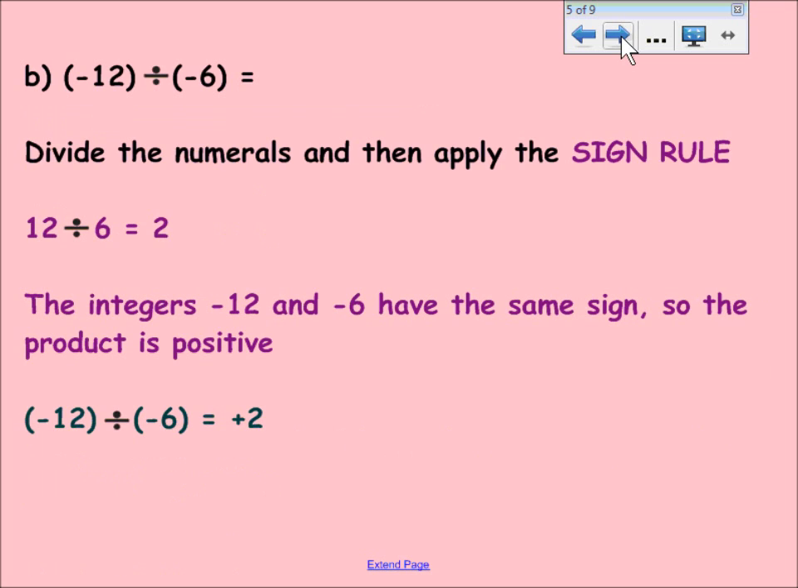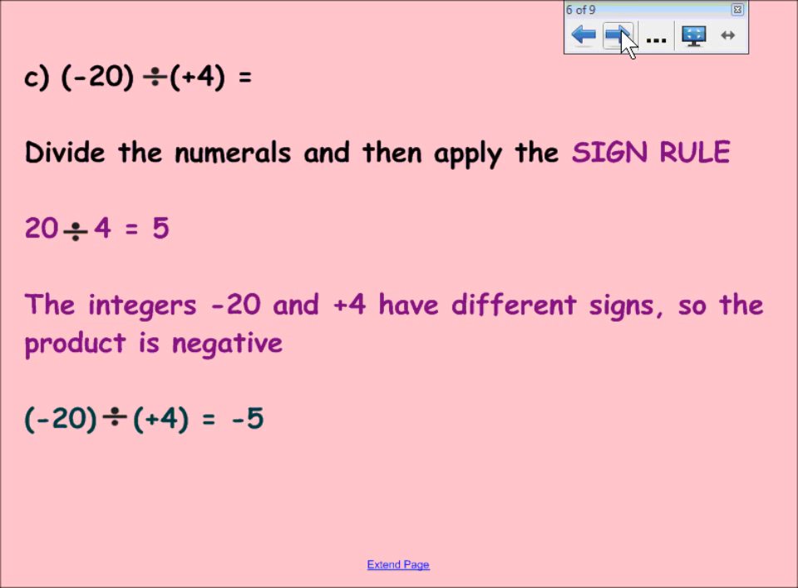Negative 12 divided by negative 6. We know that 12 divided by 6 equals 2. We have two negatives here. Two negatives equals a positive. So the answer is positive 2. Apply the sign rule.